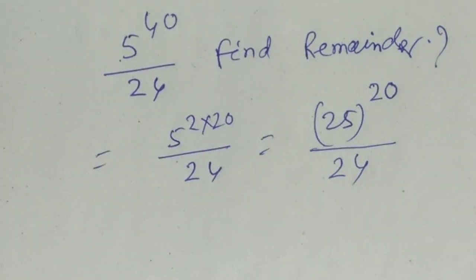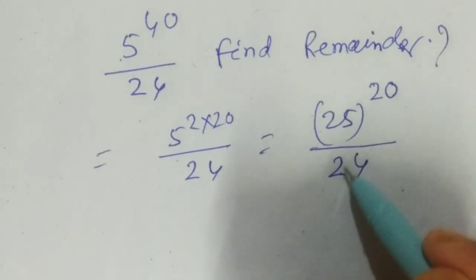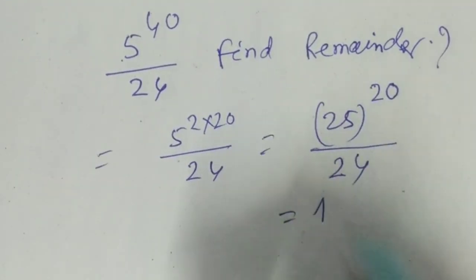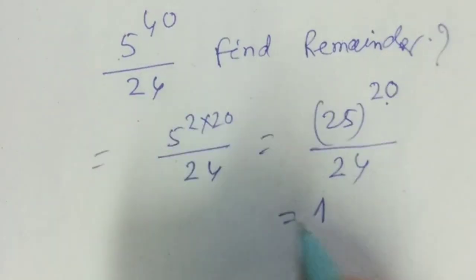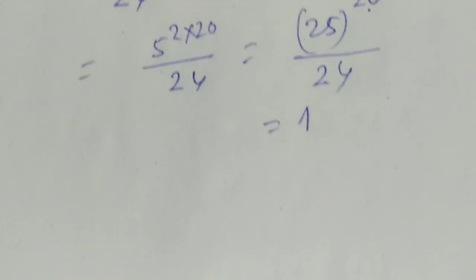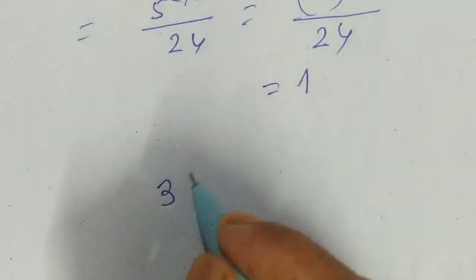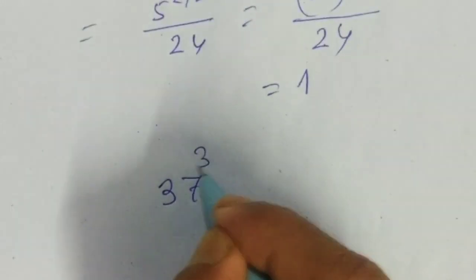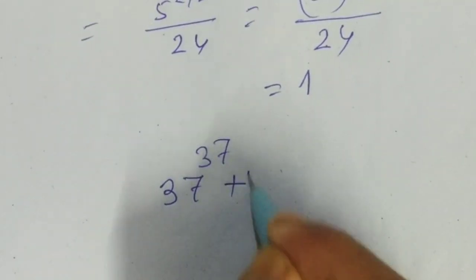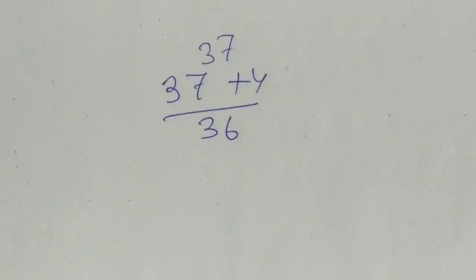Then as per the rule, we can say this is A is greater than B, and the difference is 1. So the answer is 1. Power is not the matter. Very easy. We can solve this question within seconds. And if the question is a little harder, say 37 to the power 37 plus 4 divided by 36, what is its answer?